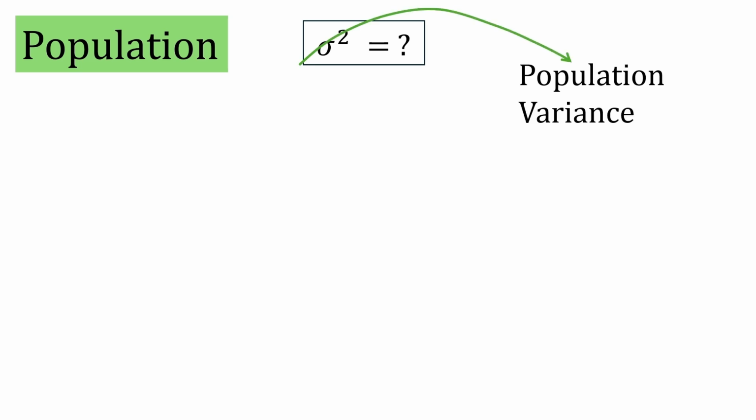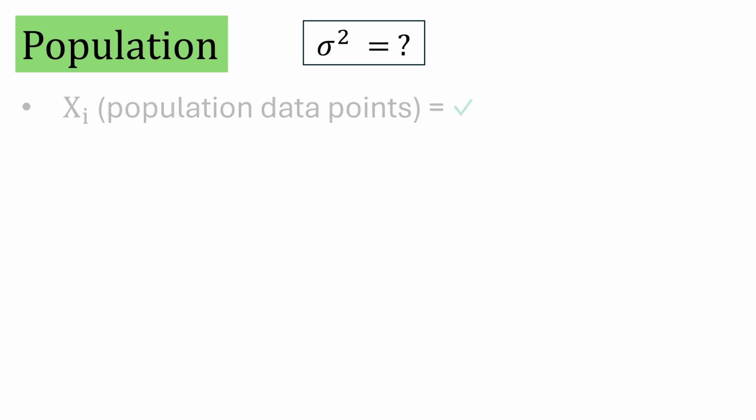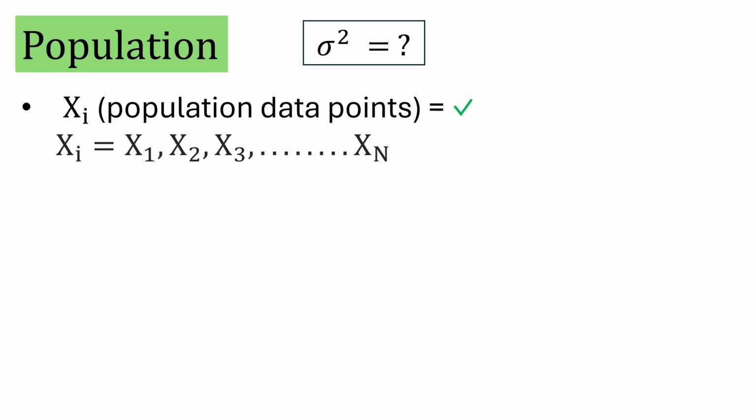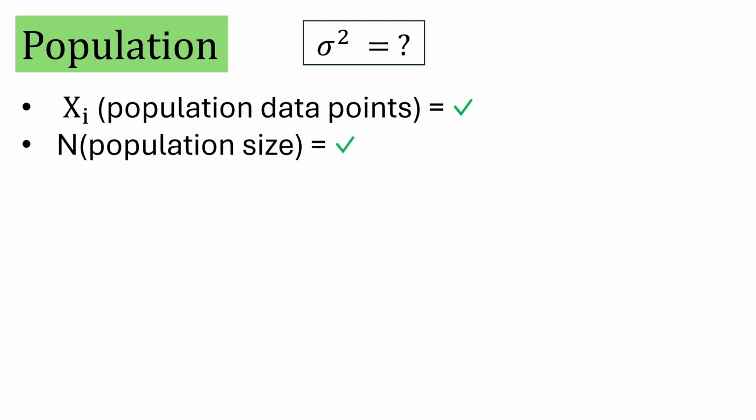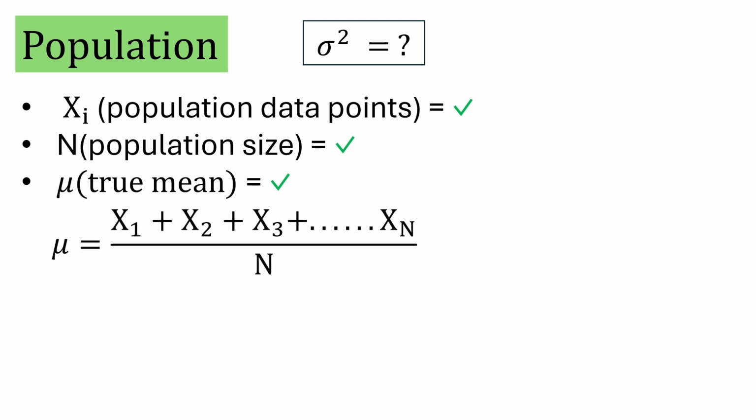Let's say we have a population and we want to estimate the population variance. We denote population variance by sigma square. Let's say we denote xi to represent the population data points, like x1, x2, x3 up to xn, where each of these is an individual data point of the population. N denotes the population size, that is the number of data points in the population, and mu denotes the true mean, that is the population mean, which is basically the average of the population data points.